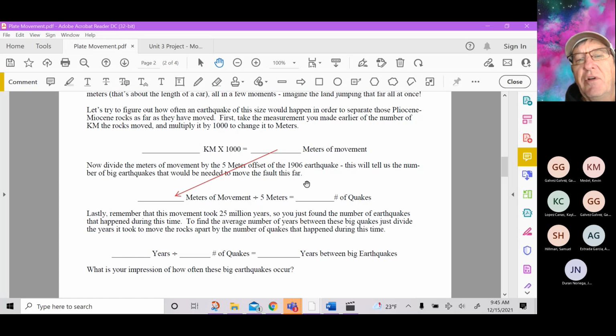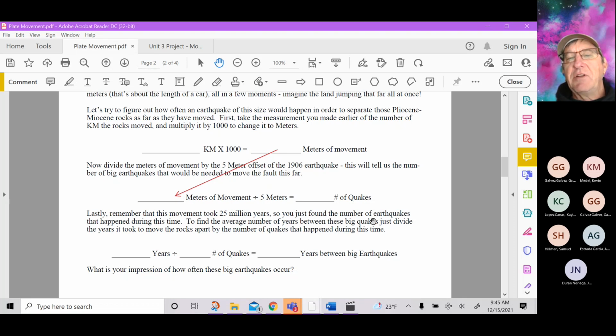So we take that number of quakes and we want to find out how often they occur. Isn't that something that concerns people a lot? When is the next big earthquake going to happen? So we want to try to come to a measurement of how often these quakes actually happen. So remember that this movement took 25 million years. So we found the number of earthquakes that occurred during that time. I think it's several thousand.